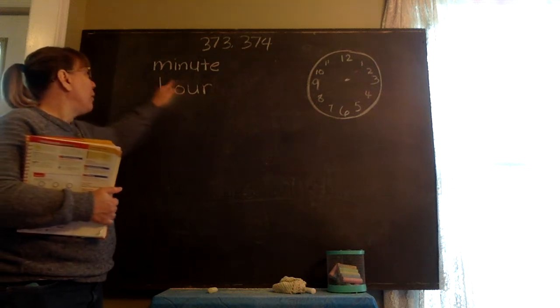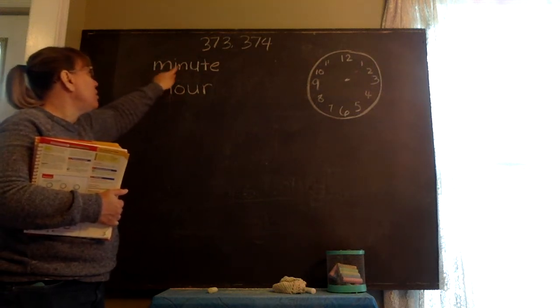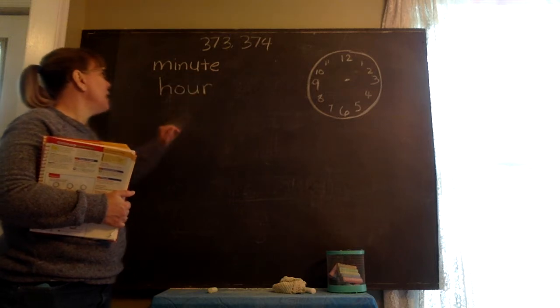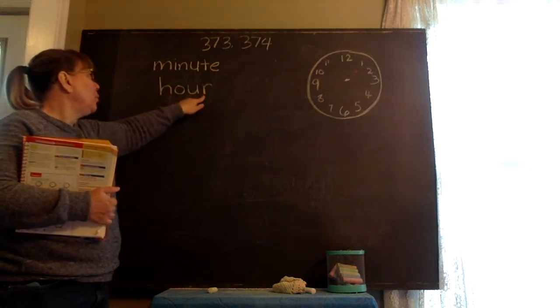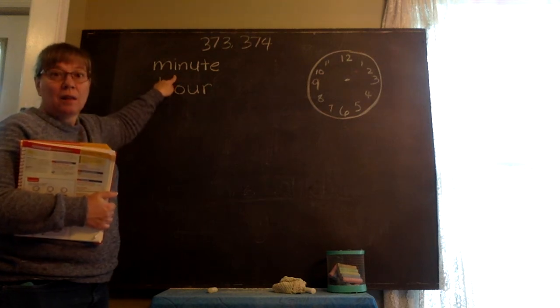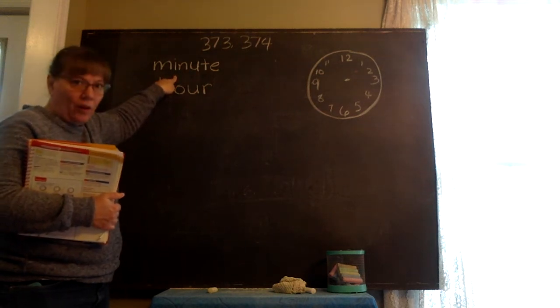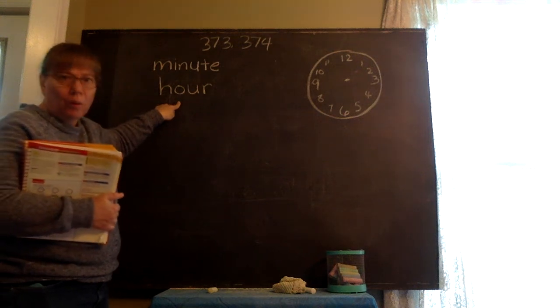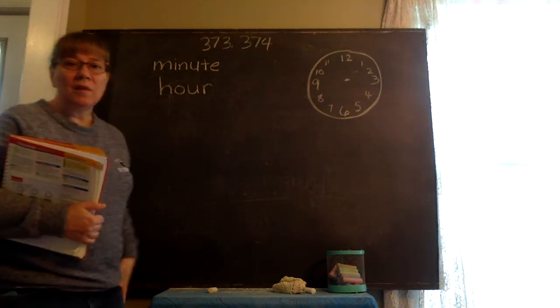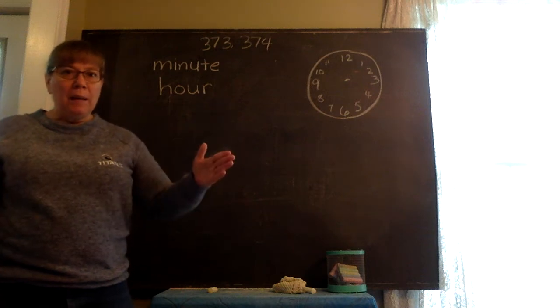Here's the word hour. The word minute has 1, 2, 3, 4, 5, 6 letters. The word hour only has 1, 2, 3, 4. The minute hand is the longer word and the longer hand. The hour hand is the short word and the shorter hand. So you can use that to help you remember.